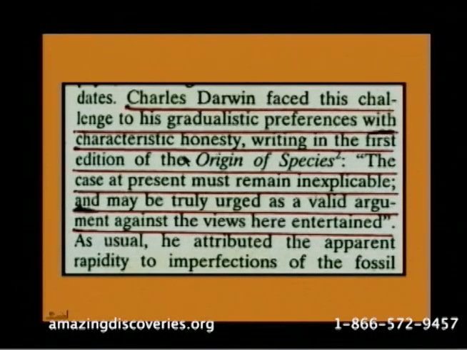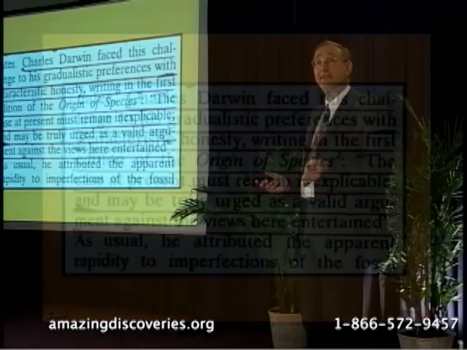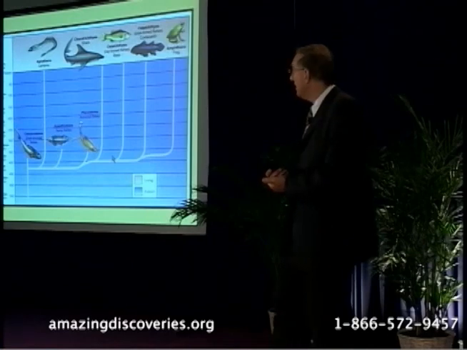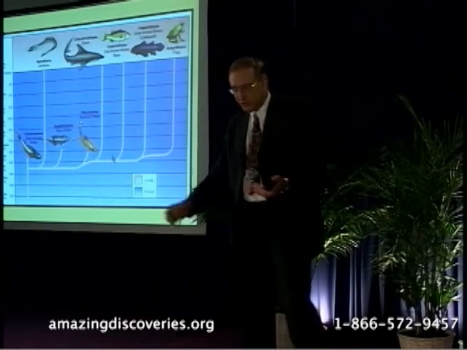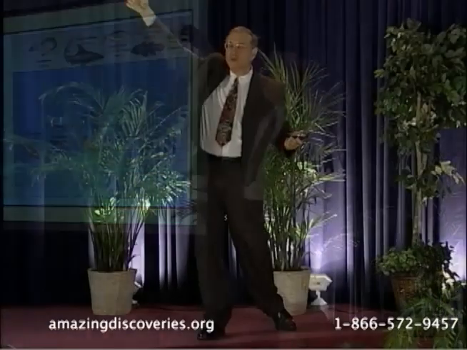No. He writes, Charles Darwin faced this challenge to his gradualistic preference, things change slowly over time, with characteristic honesty, writing in the first edition of Origin of Species, strange that it disappears later, the case at present must remain inexplicable and may be truly urged as a valid argument against the views here entertained. So they've known this from the beginning. So, is there such a thing as an evolutionary record which shows things developing from simple to complex? Answer is no.